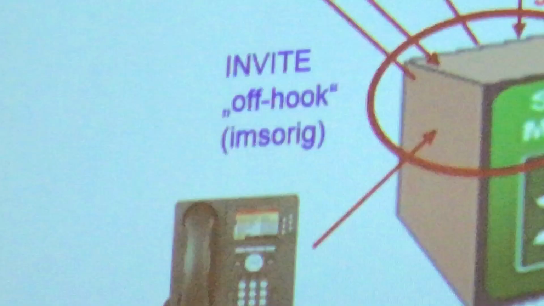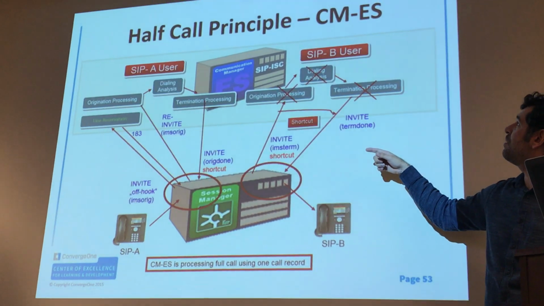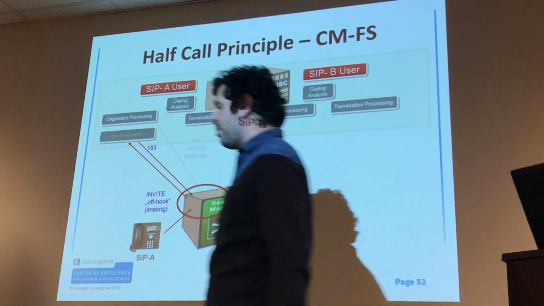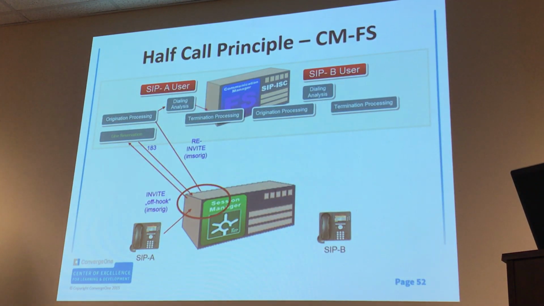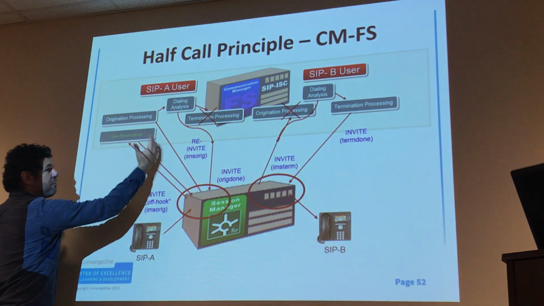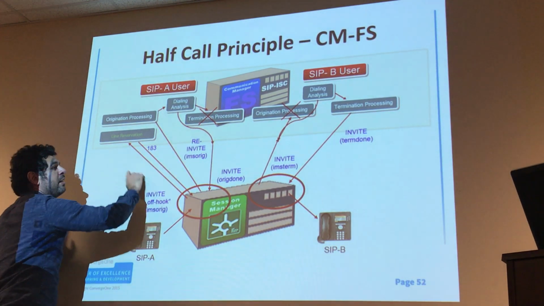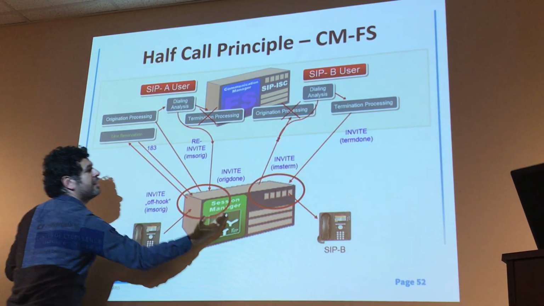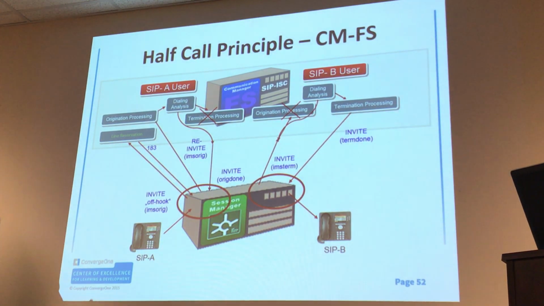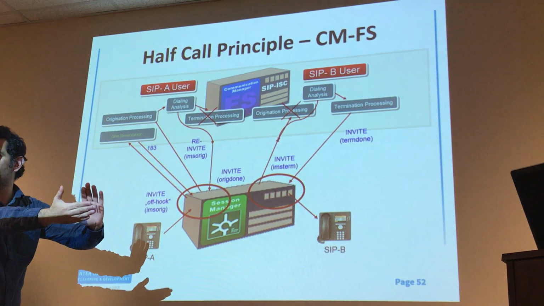Now, that's for an evolution server. For a feature server, CM works in the half call model, which means that in the first half, features are applied for the caller, not for the callee. The invite is sent back to session manager, and then in the second half of the call, features are applied to the callee. Did I say it right? Yeah. First half for the caller, second half for the callee.